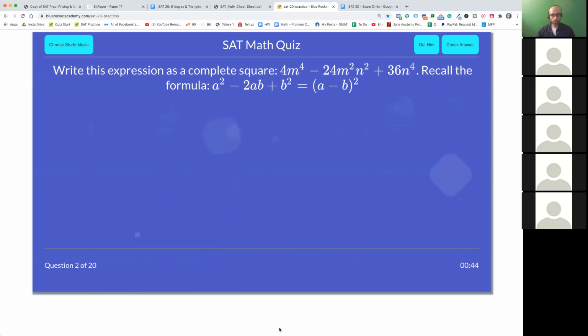Okay, how about this one? So write it as a complete square. I mean, something minus something squared. Wow, very impressive. Excellent.